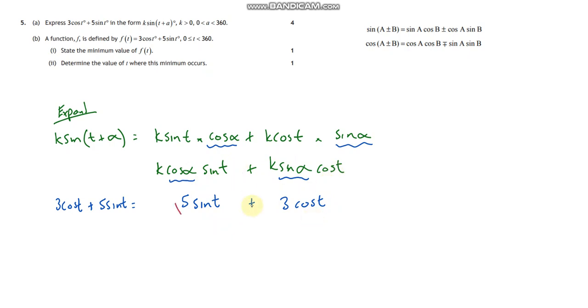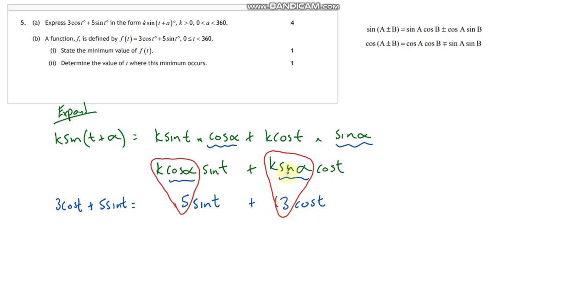So that means that k cos alpha has to equal 5, doesn't it? If I'm saying that this, which is the same as this, is equal to this. Yeah, so that function is the same as this function. So this bit here has to be 5 to give me 5 sine t. The 3 here has to be the same as k sine alpha because we've got the cos t there, so 3 in front of it. Brilliant. So that's me done my expansion.